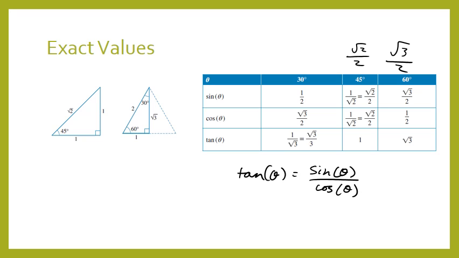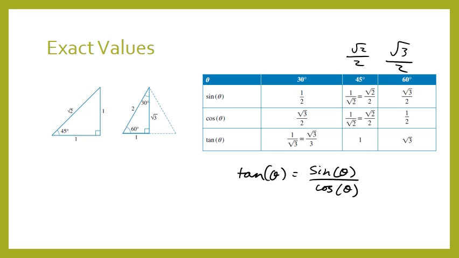So that means if you take the 30 degrees, for example, we have a half over root 3 over 2. Now it looks hard, it's okay. The bottom of the fractions actually cancel, so we're left with 1 over root 3, which is right there.